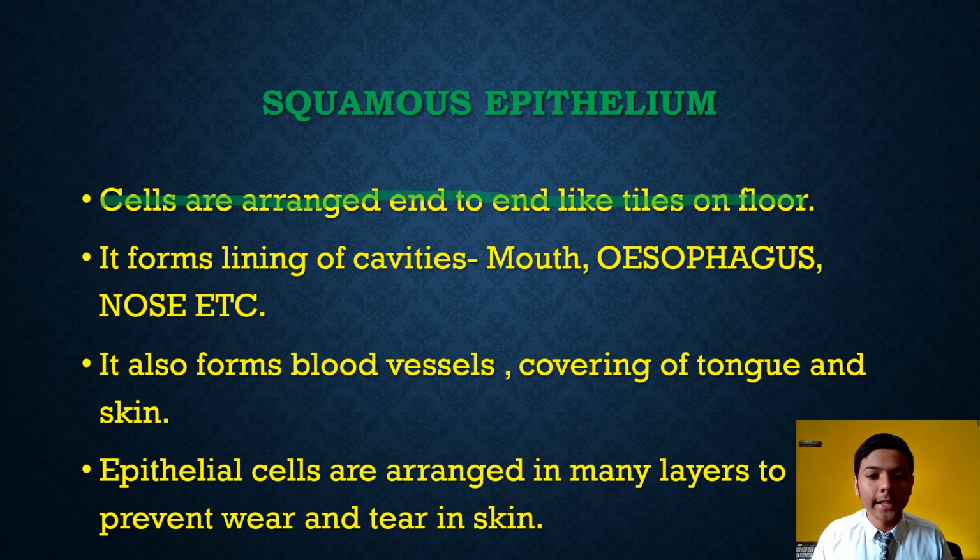It forms lining of cavities like mouth, esophagus, nose, etc. It also forms blood vessels, covering of tongue and skin. Yes, epithelial cells are arranged in many layers to prevent wear and tear in skin.